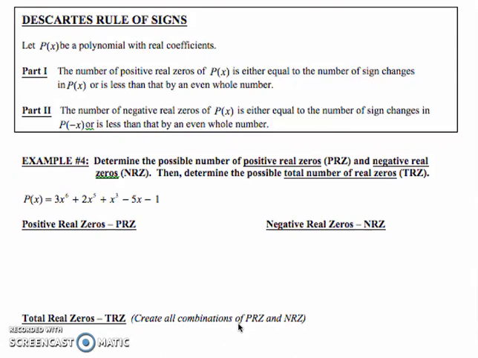Okay, we've got this polynomial p of x, and we're looking at the sign changes in the polynomial, just as it is. So our 3x to the 6th is a positive term.